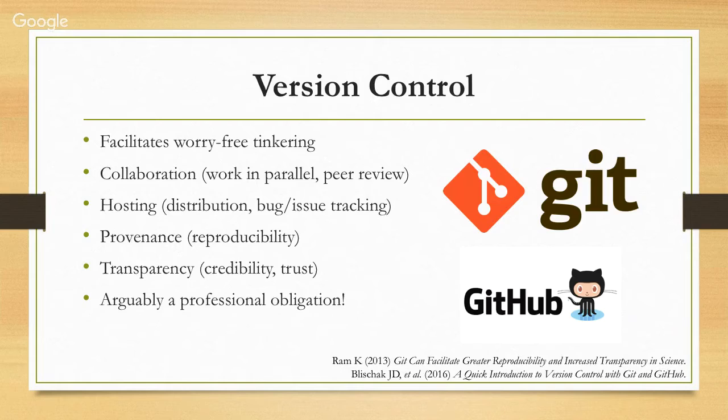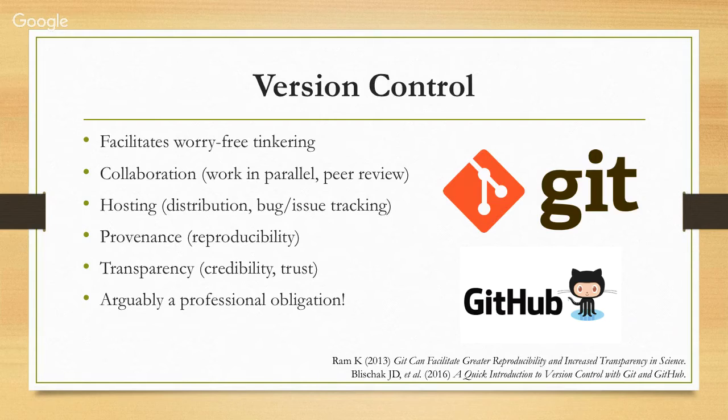Some other things that might be of interest. We talked about being able to reproduce your work earlier. Version control systems provide a complete provenance of your project history. They also provide transparency in your process and your software project.